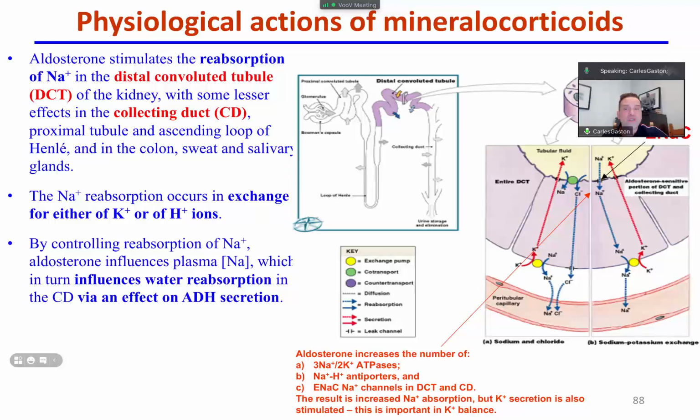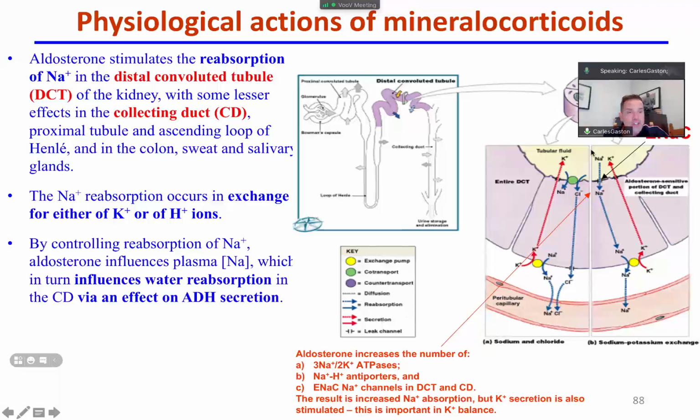By controlling reabsorption of sodium, aldosterone influences the concentration of sodium in plasma, which influences water reabsorption and the effect on ADH secretion. So as you can see, the water content in the blood is super important because it can lead to hypertension, but also dehydration. So this needs to be very, very tightly regulated.